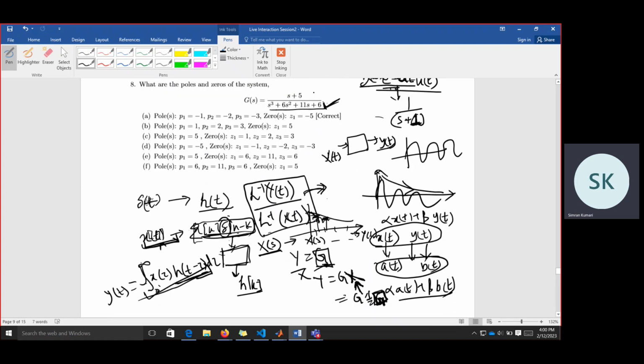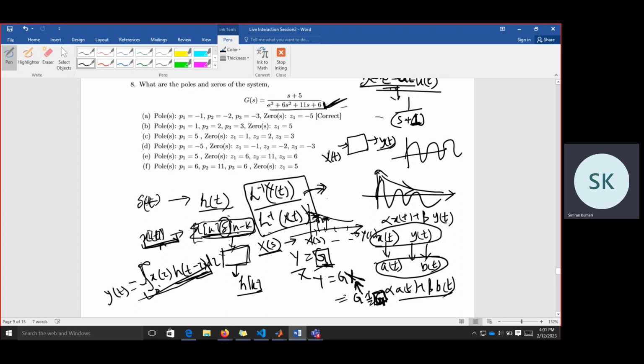So what is the zero? Zero is any value of s where the value of G(s) becomes 0. So for what value of s will this be 0? Simply, if we say minus 5. So this one is this, and for poles we have to factorize this.